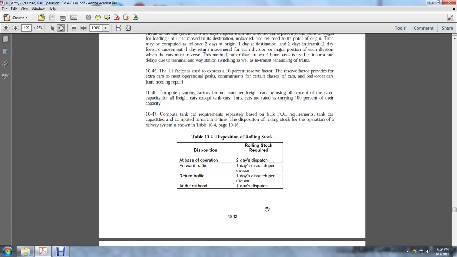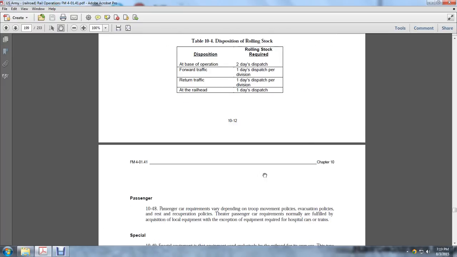10.4.2 on page 1016. This is the 10.4 disposition of rolling stock of the base and forward traffic and return traffic and at the head: a 2-day dispatch, 1 day dispatch per division, 1 day dispatch for the return traffic division, and 1 day dispatch at the railhead.